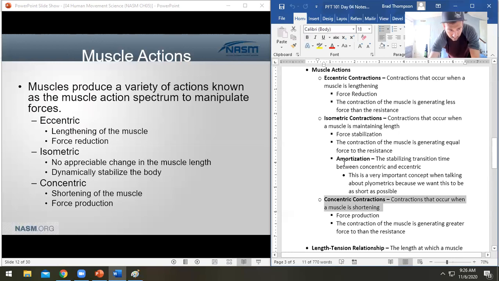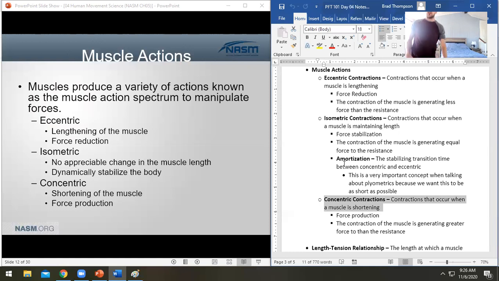The opposite of eccentric is our concentric contractions, which occur when a muscle is shortening. Like I said, I weigh 175 pounds. If I generate 176 pounds of force, that's 1 pound more, then my muscles can shorten and overcome that resistance and produce force. So then I would rise out of the chair. Eccentric, concentric. If I had dumbbells in my hand, that would be concentric, eccentric, concentric, eccentric. So eccentric is lengthening, concentric is shortening.